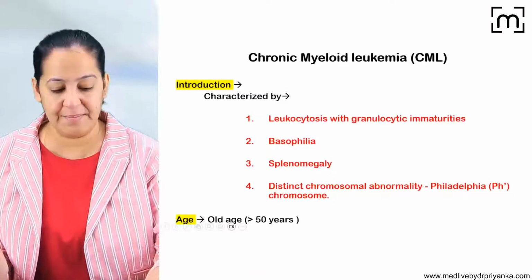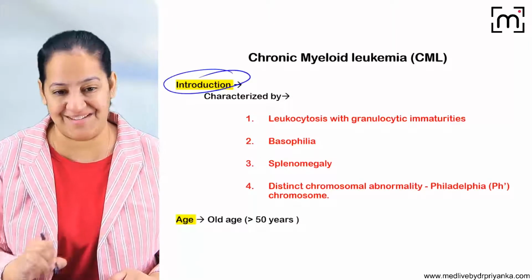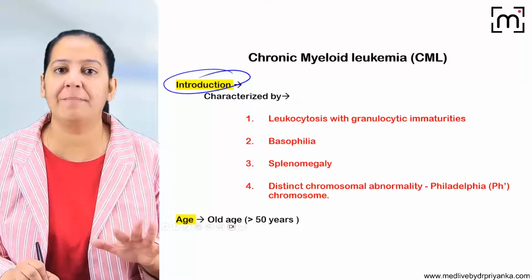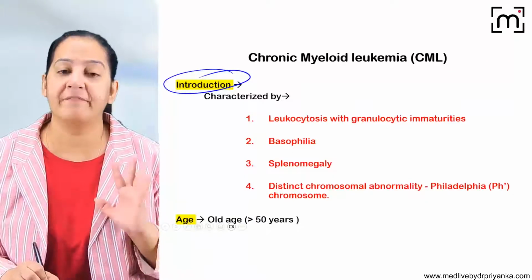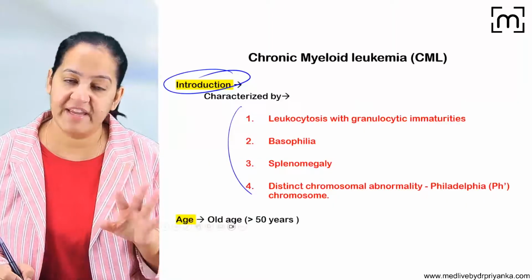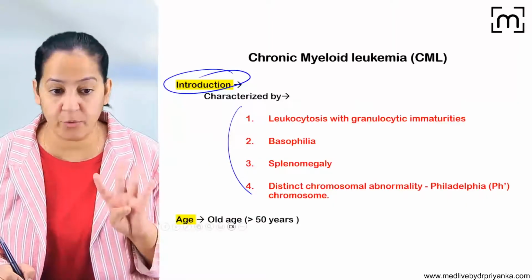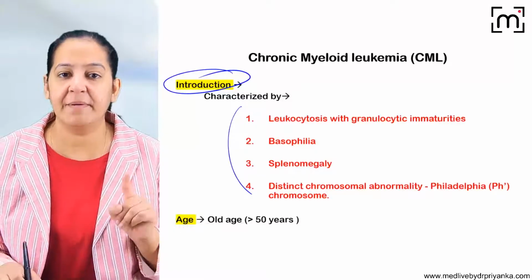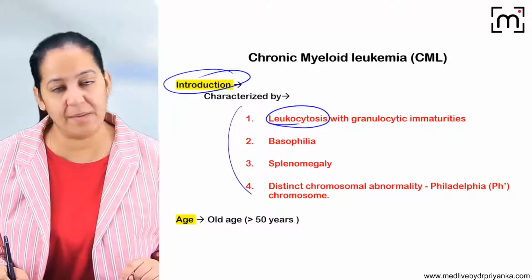So what is the introduction of CML? In the introduction, you have to write down the definition. The definition of CML: any adult human being who is having these four things, we can say the person is having CML. What are the four criteria of classifying CML? Number one, the WBCs are more than normal in the blood.